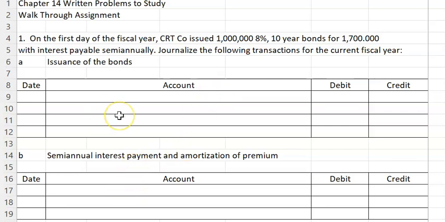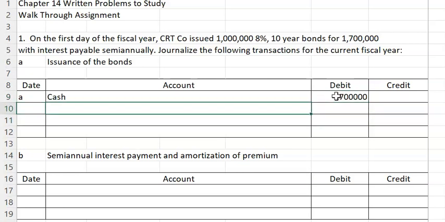All right, number 1. On the first day of the year, CRT Company issued 1,000 8% 10-year bonds for $1,700,000, with the interest payable semi-annually. Journalize the following transactions for the current fiscal year. So we have the issuance of the bonds. All we have is letter A. We received cash. And how much did we receive? It says that the bonds issued were 1 million. That's the face value. The amount that we actually received was 1,700,000, so we can see that we received more. So that's going to be a premium.